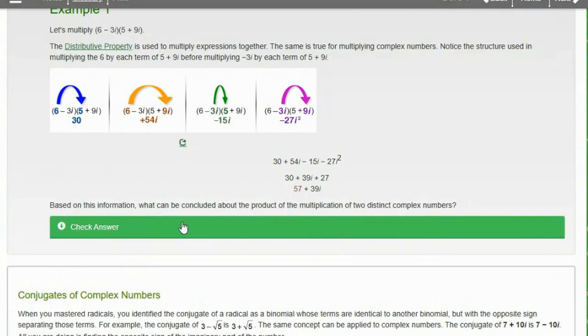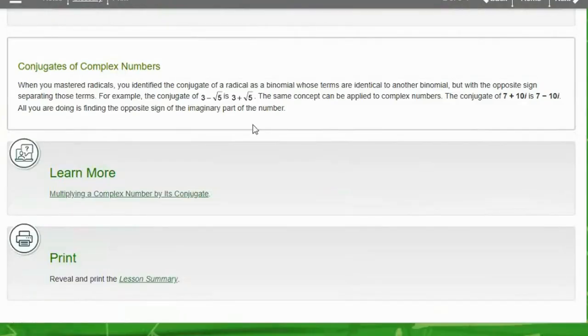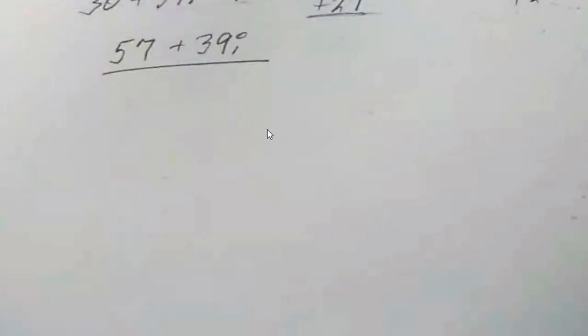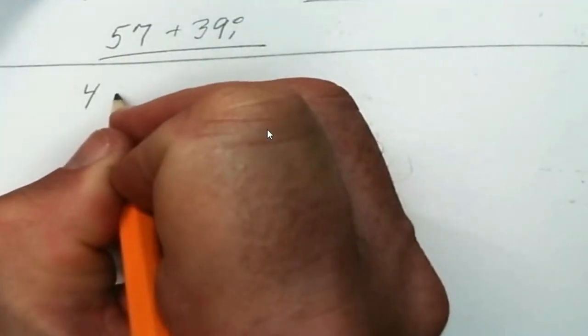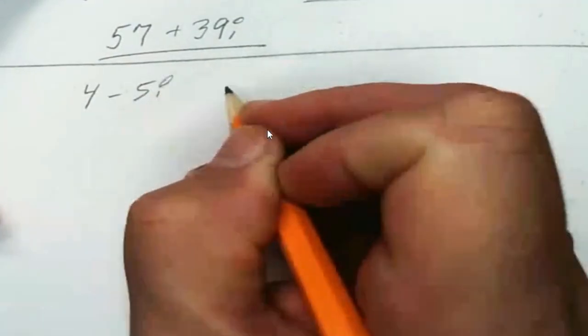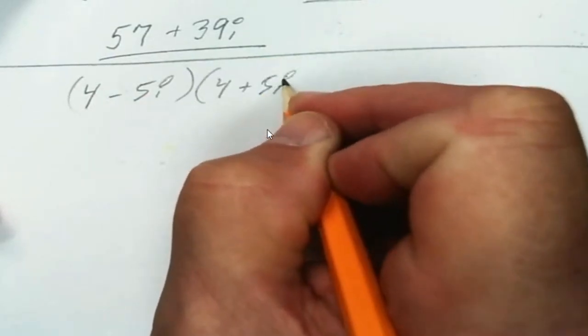So based on this information, what can be concluded about the product of the multiplication of two distinct complex numbers? When they're multiplied, their product is another complex number that has one real part and one imaginary part. Now with conjugates, and here's our lesson summary, so we're going to get through all this. With conjugates, you've got a little bit different situation. Here, we'll just make up our own conjugates to use. So let's say 4 minus 5i, which means the conjugate is going to be 4 plus 5i.